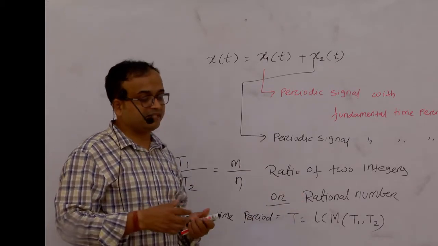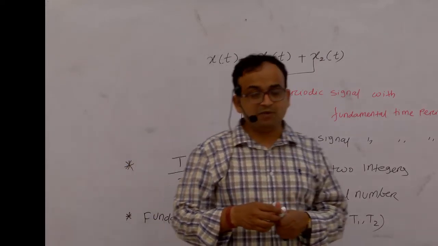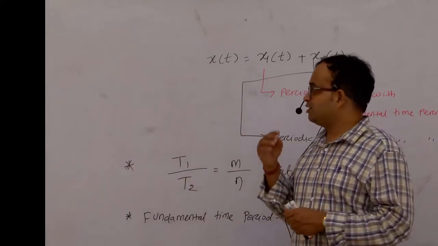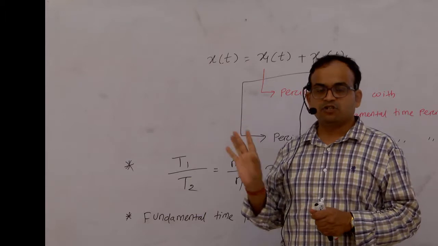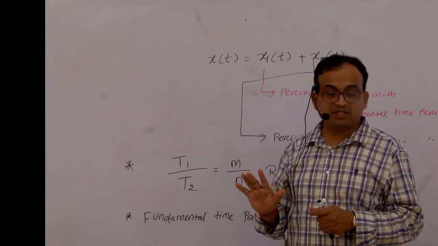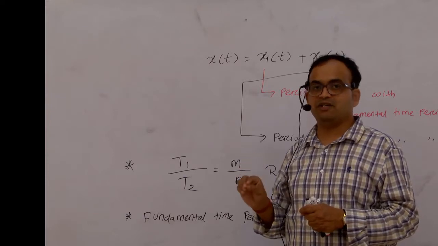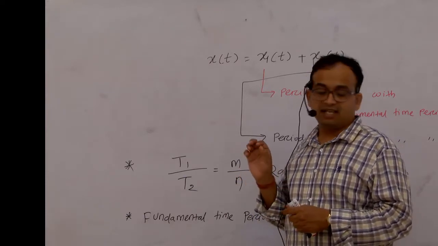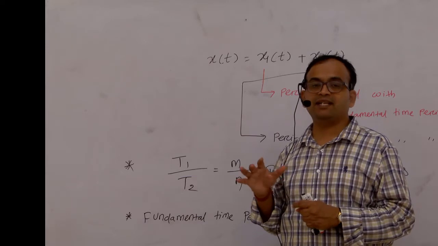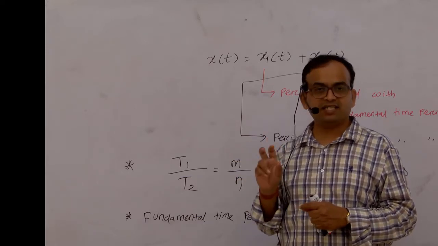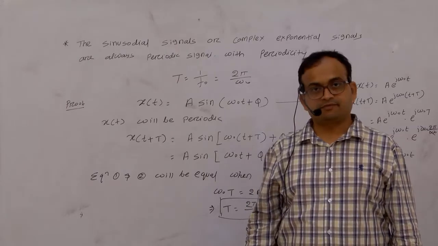Now, normally, two signals are always periodic, so there is no need to judge whether these signals are periodic or not. What are these signals? One is the sinusoidal signal, the other is the complex exponential signal. These two signals are always periodic signals.